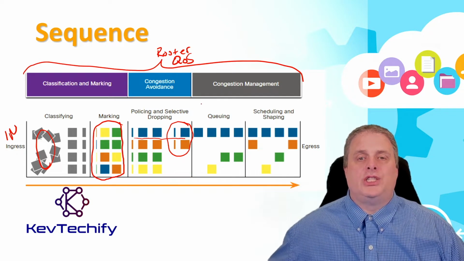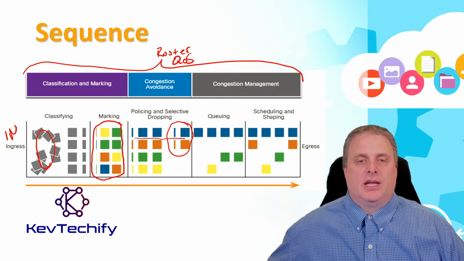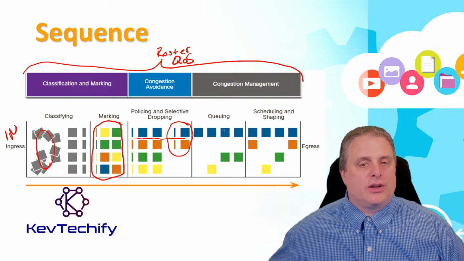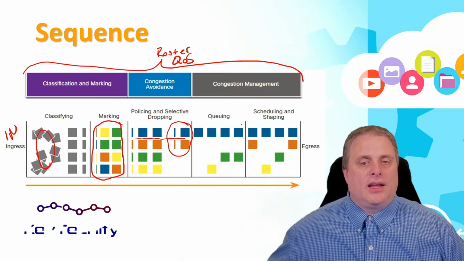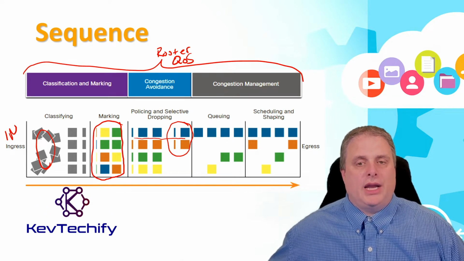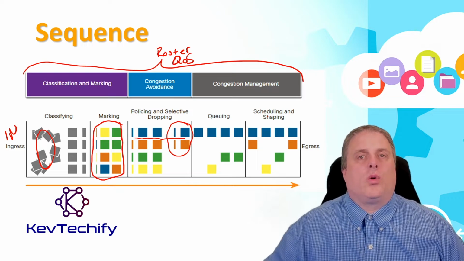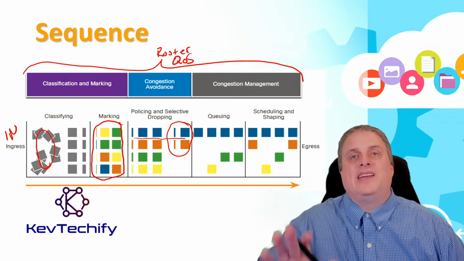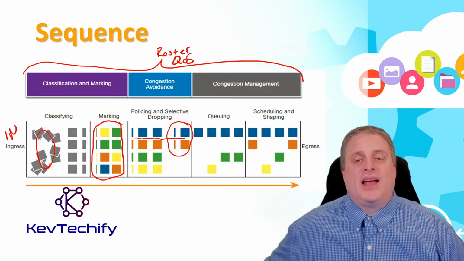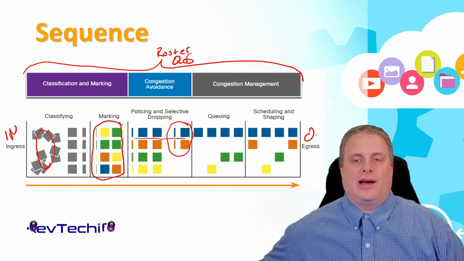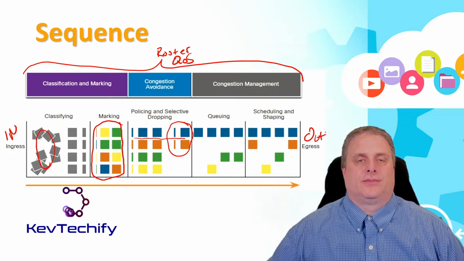Then we have our congestion management. This is where our packets are placed into queues according to their classes. Then based upon their classes, they're scheduled or shaped depending upon what quality of service models you're using, or different policies that have been applied, and then it's sent out our egress port, or the outbound interface.